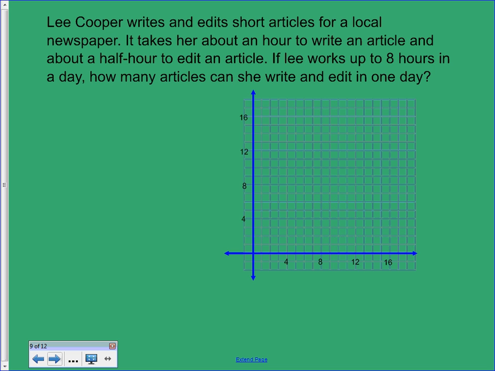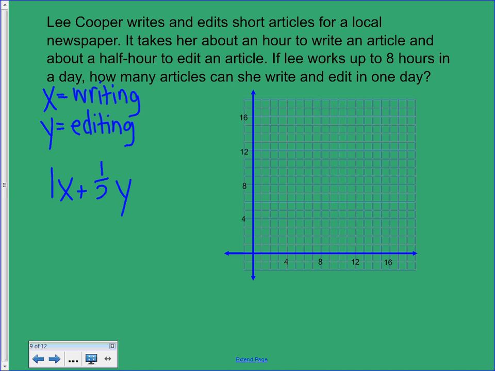All right, so again, hours, minutes, it's all confusing. Well, half an hour, if I put things all in terms of an hour, I can still do that. I just have to have 1/2. So let's write this out. I'm going to let X represent me writing an article. I'm going to let Y represent editing an article. So for every X article that I write, it takes me 1 hour. For every Y article that I edit, it takes me a half an hour.